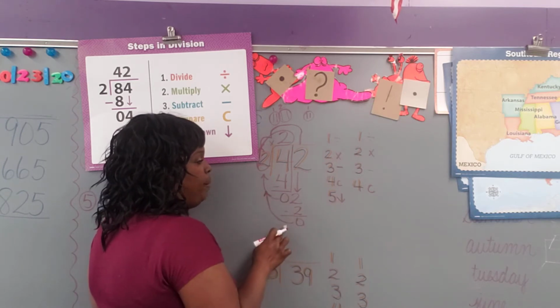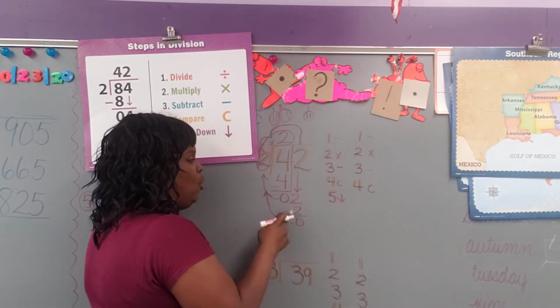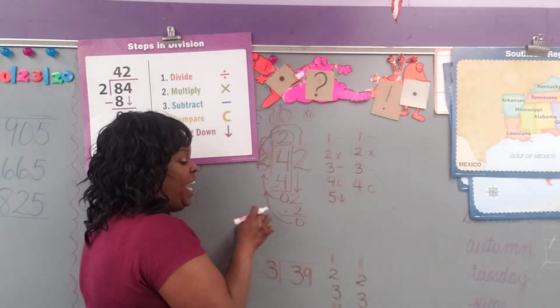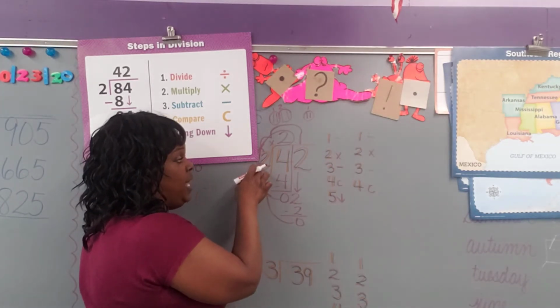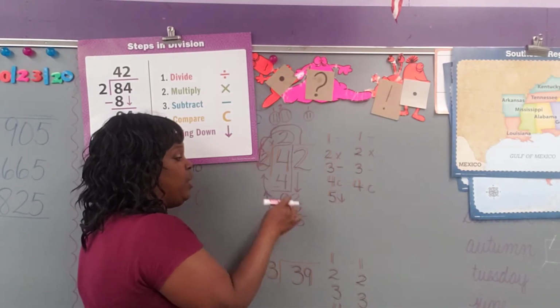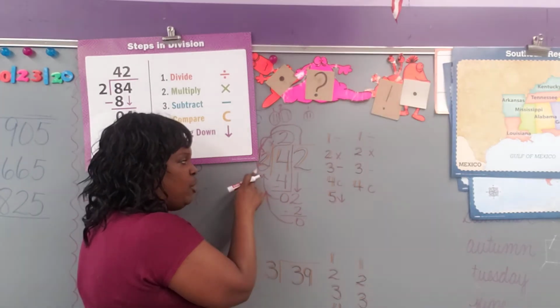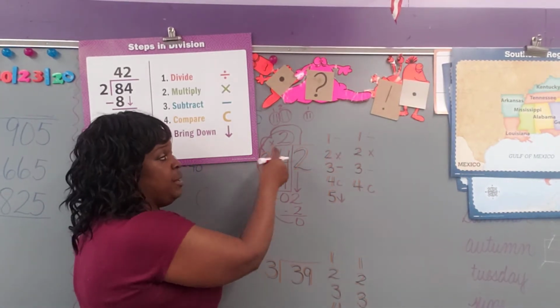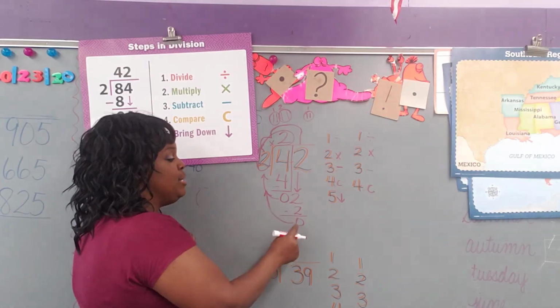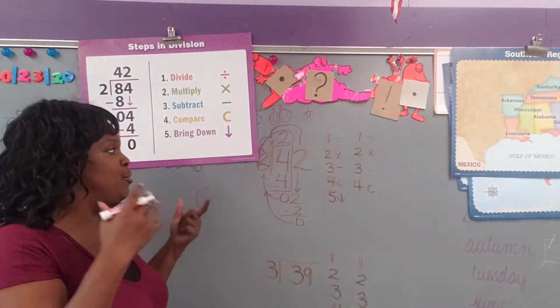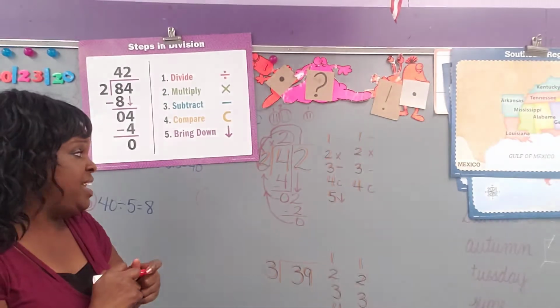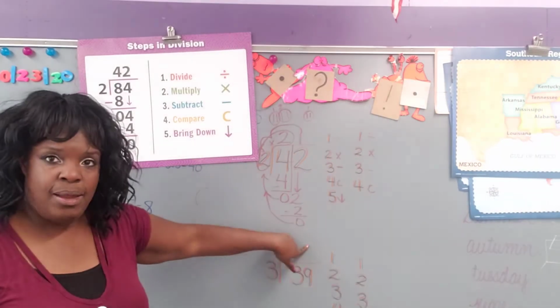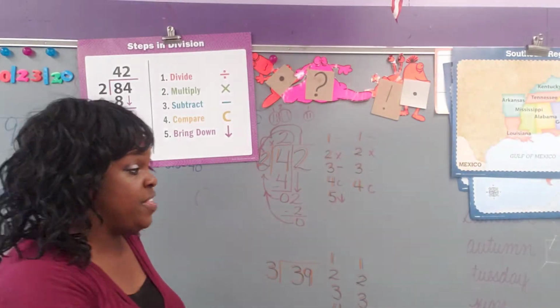We have to compare. Is 0 less than 2? It has to be smaller. It can't be the same number or a number higher. It has to be smaller. That's why we draw the arrow. Because if 0 is not less than 2, then we did something wrong, okay? So since 0 is less than 2, there's nothing left to bring down. We are done. But there's one more thing that we've got to do.